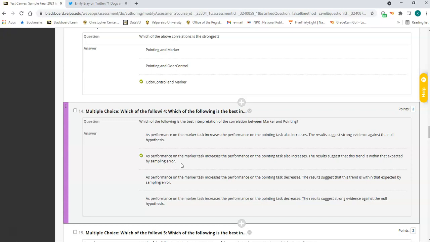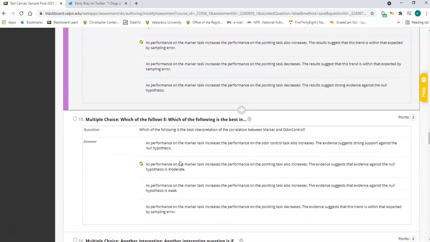But it wasn't a compelling p-value. The results of this trend is within that expected by sampling error. Again, because the p-value is so high. Basically, there's no real association between those two variables. They just support the null hypothesis. The data are consistent with the null.